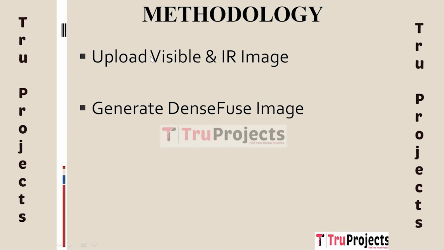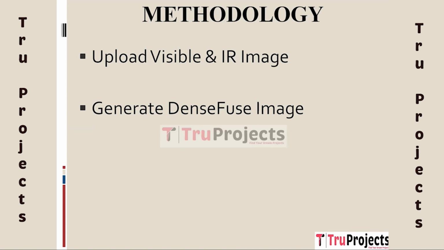Methodology. To implement this project, we have designed the following 2 modules. The first module is Upload Visible and IR Image. In this module, we will provide 2 input images, one representing the visible spectrum typically captured using a regular camera, and the other representing the infrared spectrum captured using an IR sensor or camera. These 2 images are the basis for the subsequent fusion process.